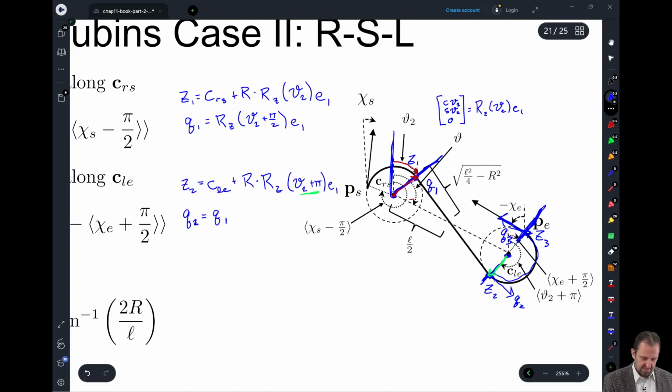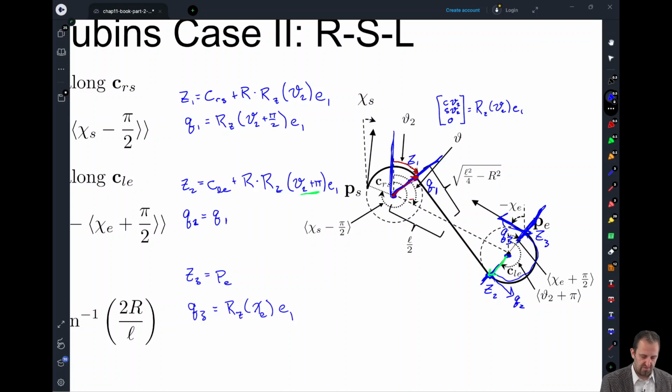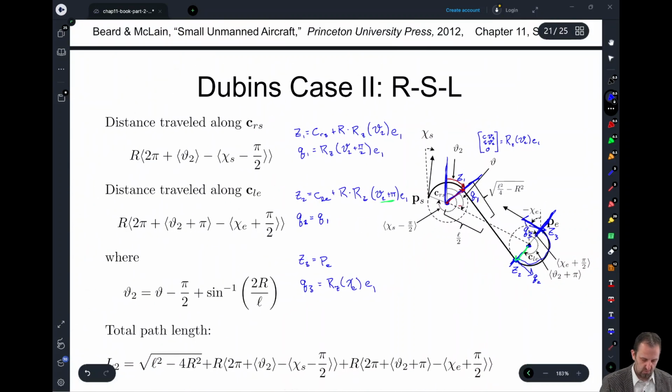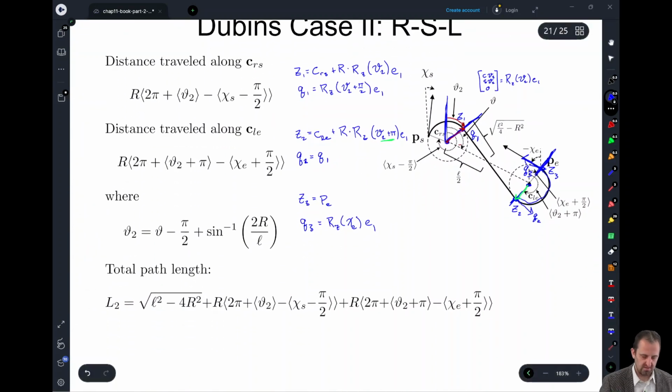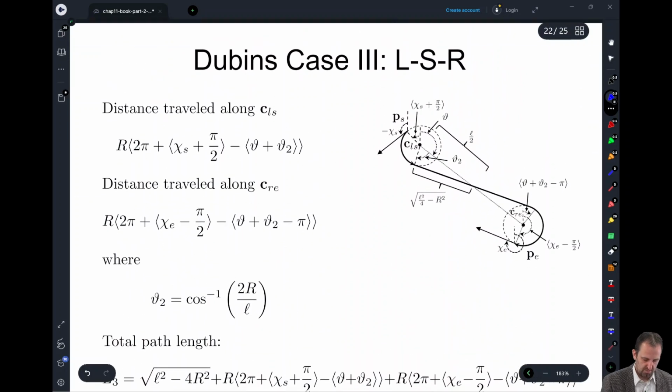Excellent. Then Z3 is always, we can just define it as the endpoint, or we could define it as CLE, right? And then Q3 is always defined the same as well. We'll take RZ of our chi at the end, times it by E1. Okay. So we have now two of our cases broken down where we've defined all of the switching planes for those two cases. Let's jump into our third one.